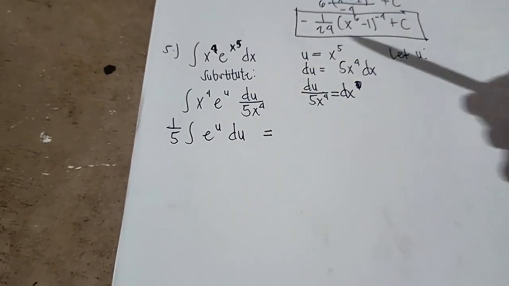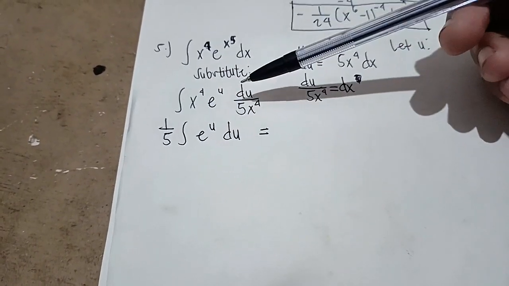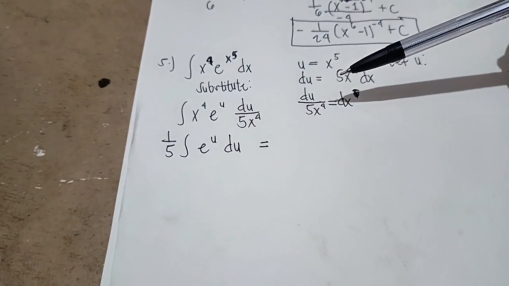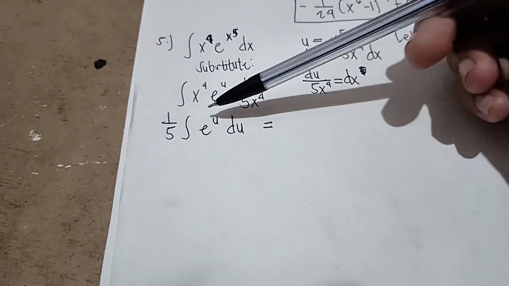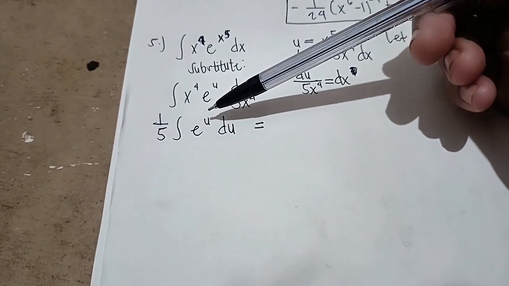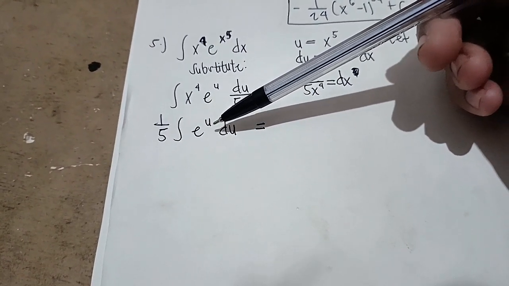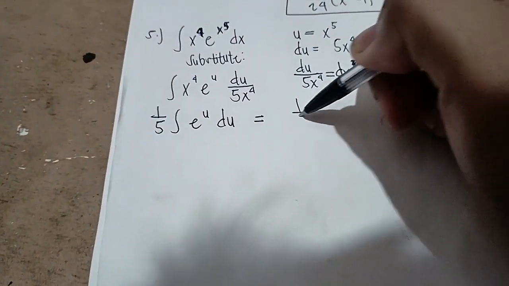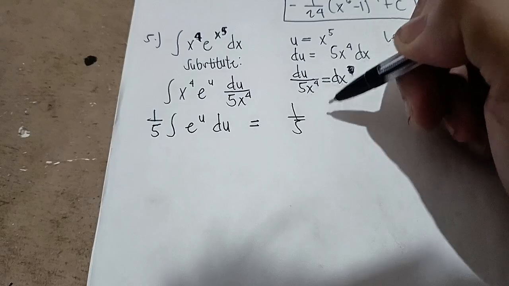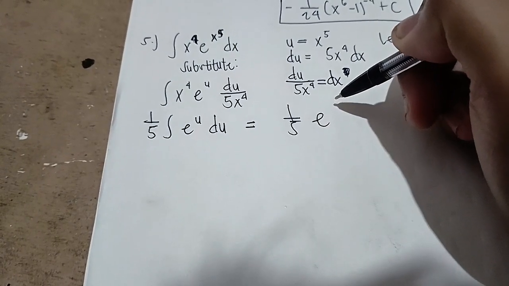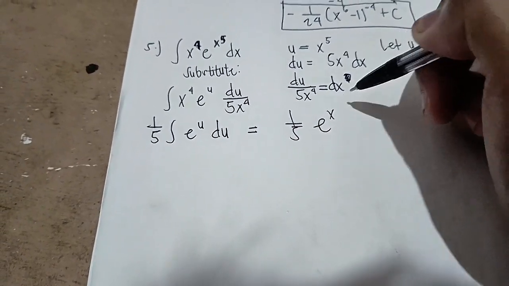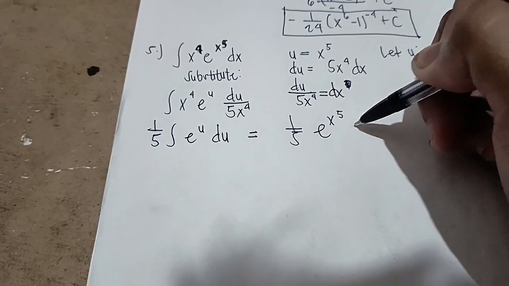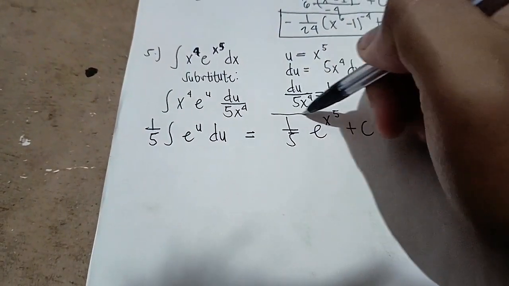Then we're going to substitute. We will have the integral of x to the power of 4 e to the u, then our dx, which is equal to du over 5x to the power of 4. Then we will simply put 1 over 5 outside the integral. Then we will have the integral of e to the u du. So the final answer would be 1/5 e to the u, which is x to the power of 5, plus c. This is our final answer.